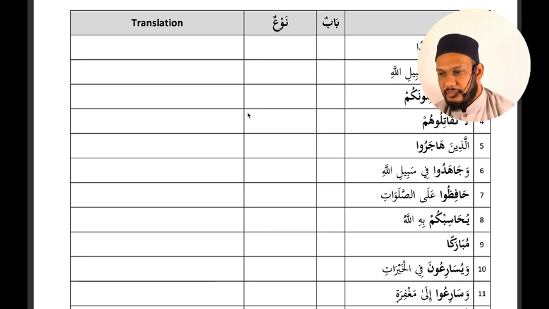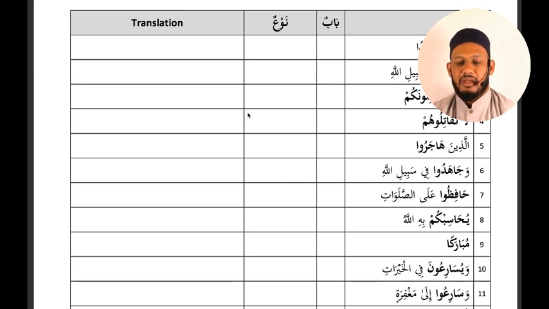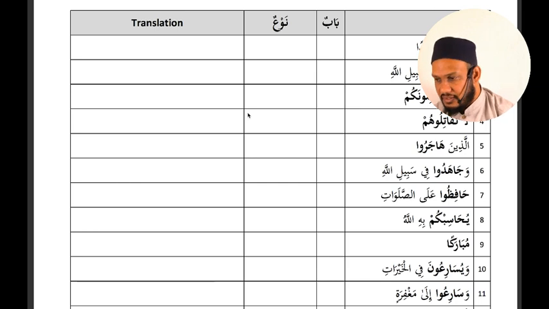Now, number 8. يحاسبكم به الله. يحاسبكم. So يحاسب, حاسب. It's going to be the fi'lul mudari', the present tense verb. حاسب يحاسب means to take account. يحاسبكم will take account. Bihi, regarding it. Allah will take account of kum, of you. Allah will take account of you regarding it.